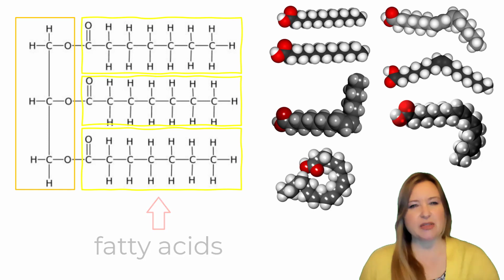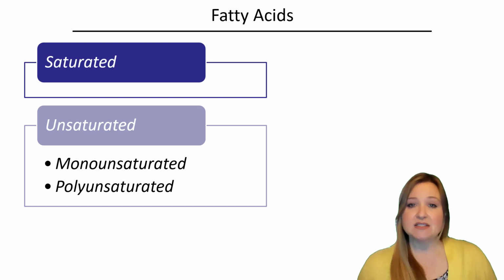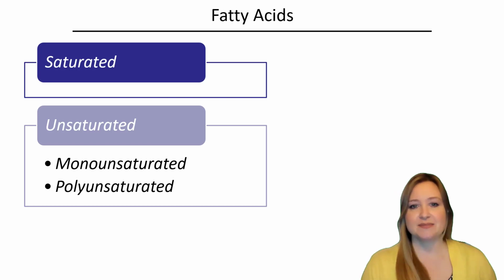So now I want to talk about those fatty acids specifically, right? We have 3 fatty acids that bind to the glycerol molecule. Now, fatty acids can be known as saturated, or they can be known as unsaturated. And if they're unsaturated, they can be known as monounsaturated, or they can be polyunsaturated. So let's break down what that means and the structure of fatty acids.